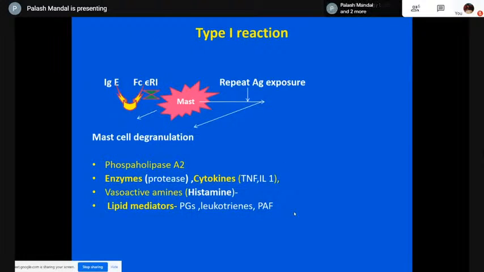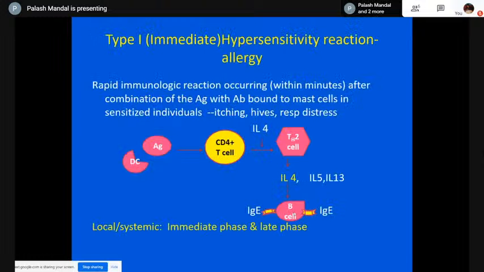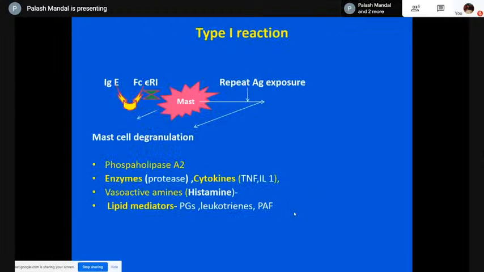Now, first was this production of antibodies. This was the first phase. Still, the hypersensitivity reaction has not taken place. Just the antibodies have been produced in the first phase. Now, whenever the repeat exposure happens, what happens?